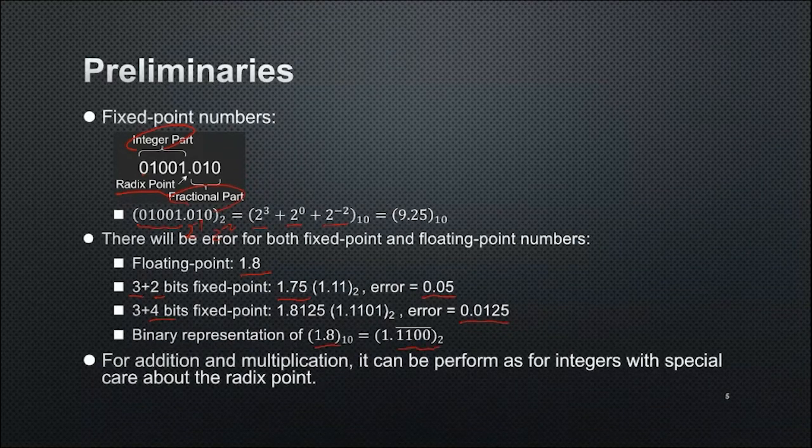But in fact, to represent it exactly, we need infinitely long bits in binary. And for addition and multiplication, we just need to treat it as integers with special care about the radix point. So we can see that the computation for fixed point is cheaper than that for floating point. But the expressive power for fixed point is weaker, since the fixed point can only be at a particular position.